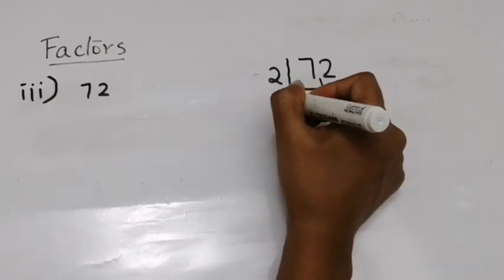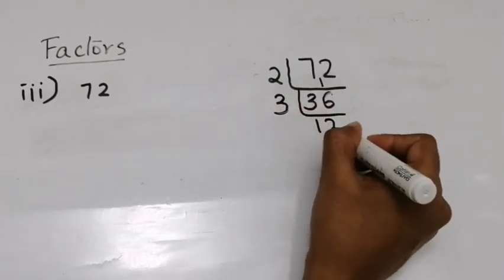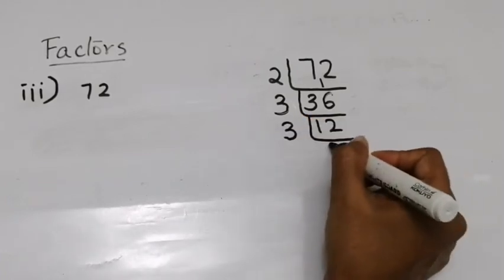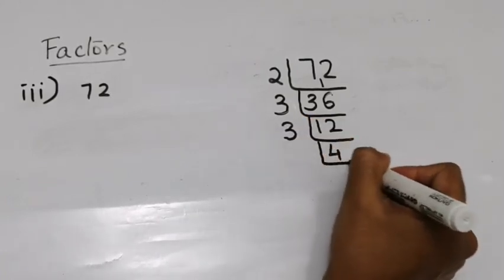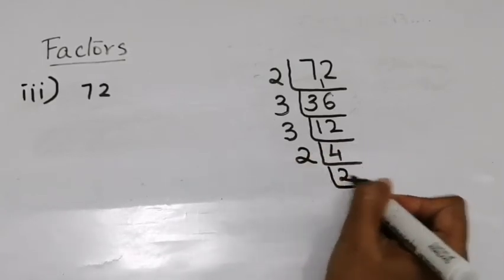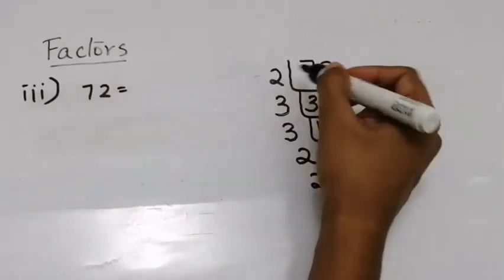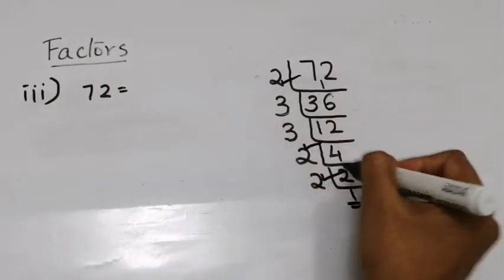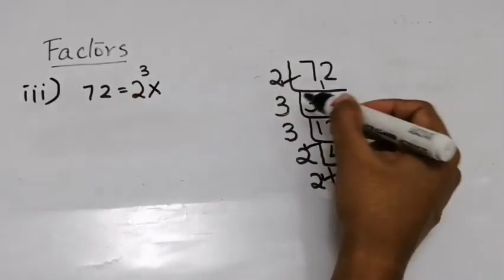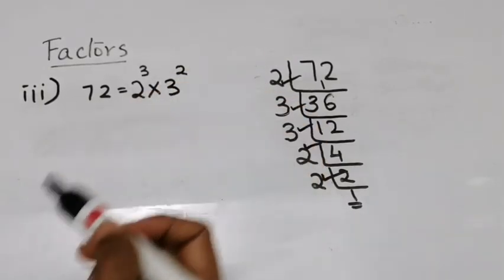36 will go in 2's table. Then 18 will go in 3's table. 3 ones are 3, 3 twos are 6. Okay, this will go in 3's table. 3 fours are 12. Any way you can do. 2 twos are 4, 2 ones are 2. So how do you write? How many 2's are there? 1, 2, 3. So write 2 to the power 3 into how many 3's are there? 3 to the power 2.